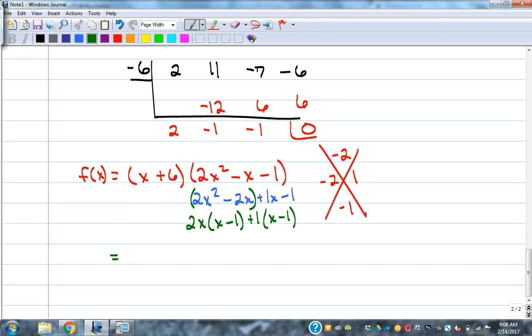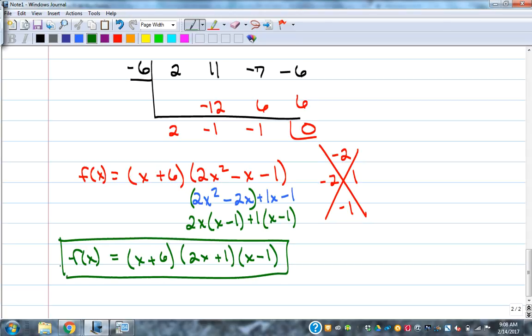So my factored form of this polynomial then is x plus 6, 2x plus 1, and x minus 1. So there's the completely factored form of that polynomial.